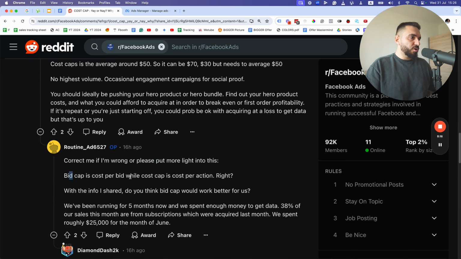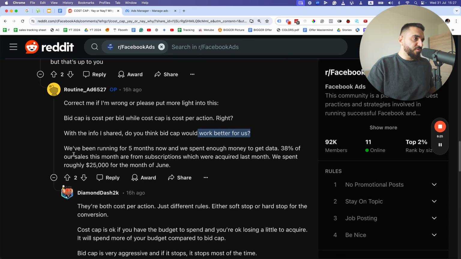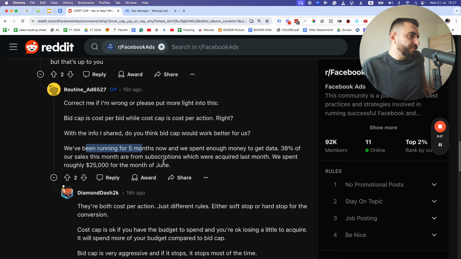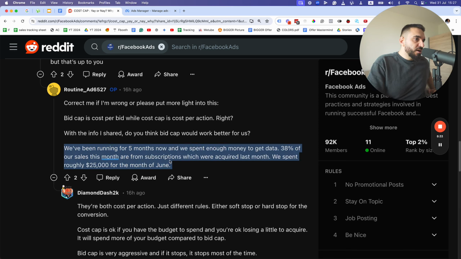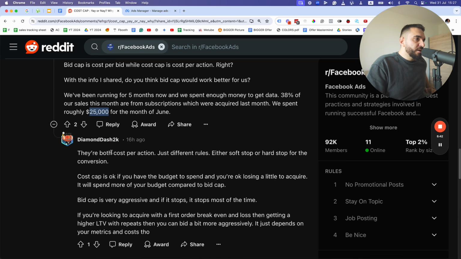Bid cap or cost per bid, I think he means cost per result, while cost cap is cost per action, right? With the info I shared, do you think bid cap would work better for us? I've been running for 5 months now. We spent enough money to get data. 38% of our sales this month are from subscription, which were acquired last month. We spent roughly 25K for the month of June. So this guy is doing a decent spend.